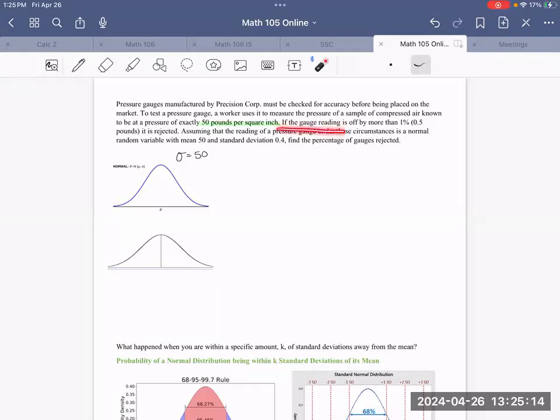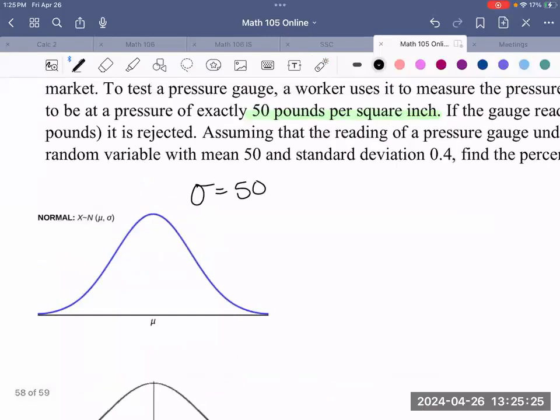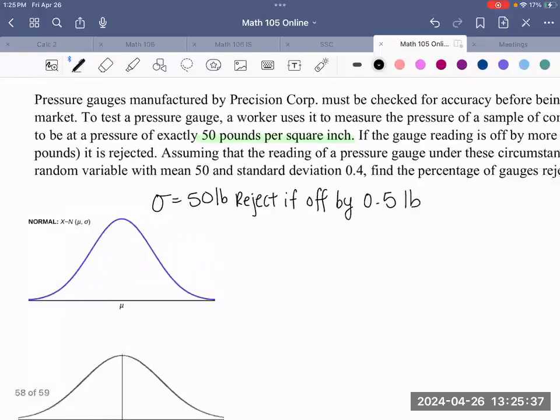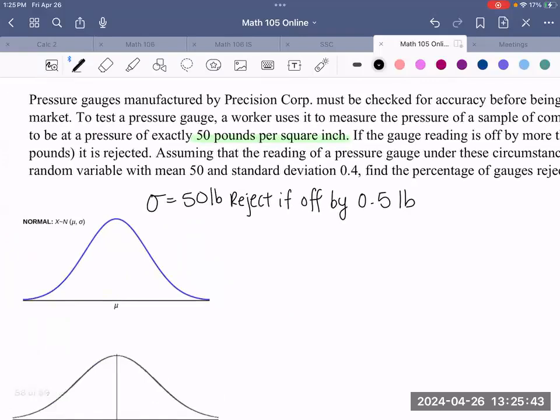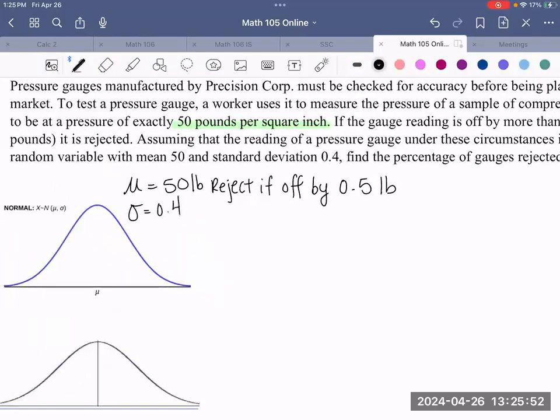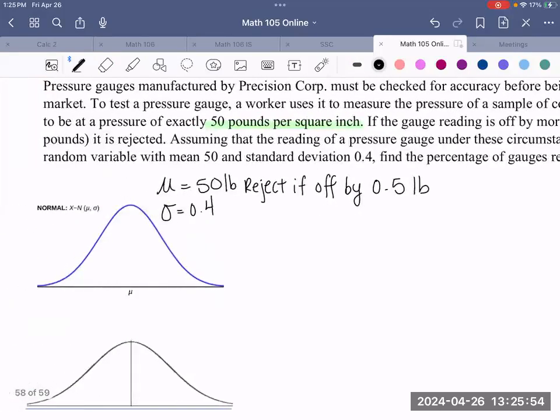It says if the gauge reading is off by more than about 0.5 pounds, it is rejected. So I'm going to write that down: reject if off by 0.5 pounds. Assuming that the reading of a pressure gauge under these circumstances is a normal variable with mean of 50 and standard deviation of 0.4, find the percent of gauges that are rejected.